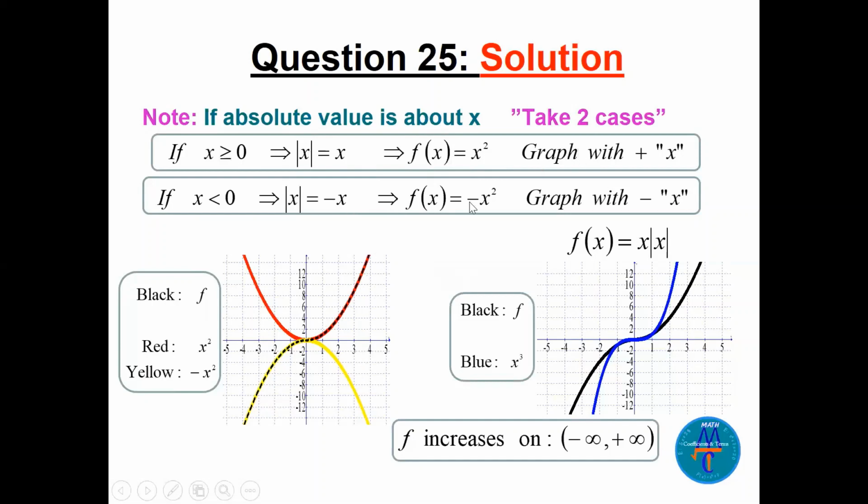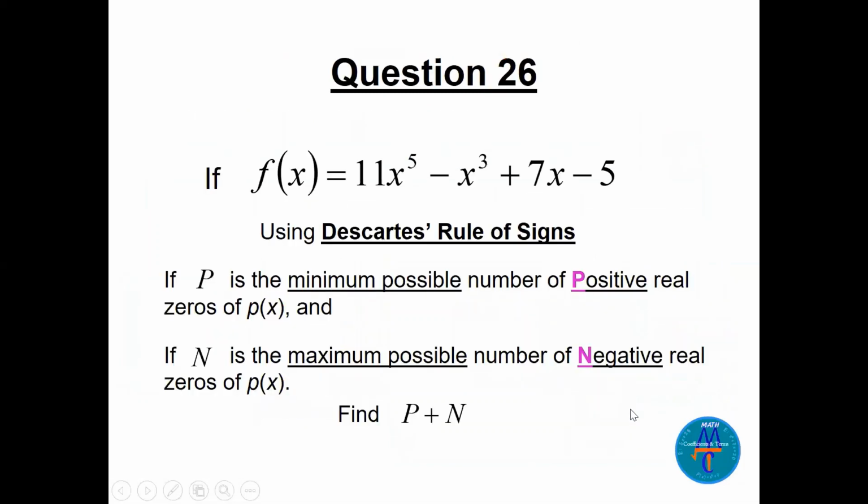Now the second one I have minus x squared, which is the yellow. But I take the negative, so this is the negative part. So I join these two, it will be the black here. That's our graph. The cube I put only to compare. So the graph of function f increases on minus infinity to plus infinity.